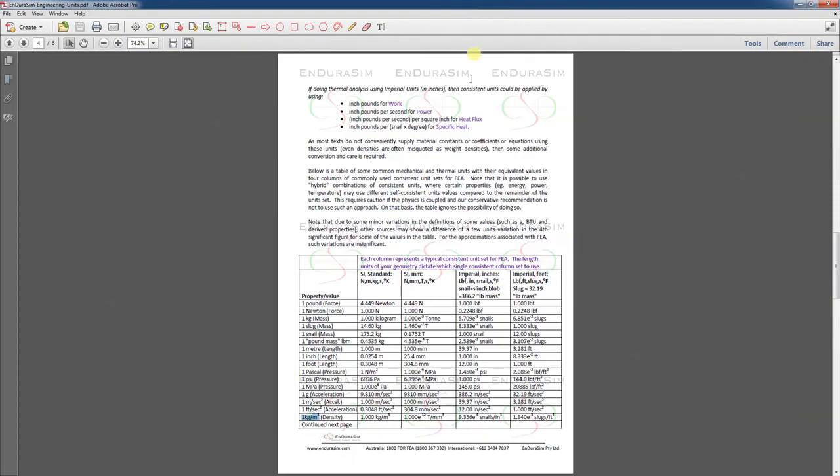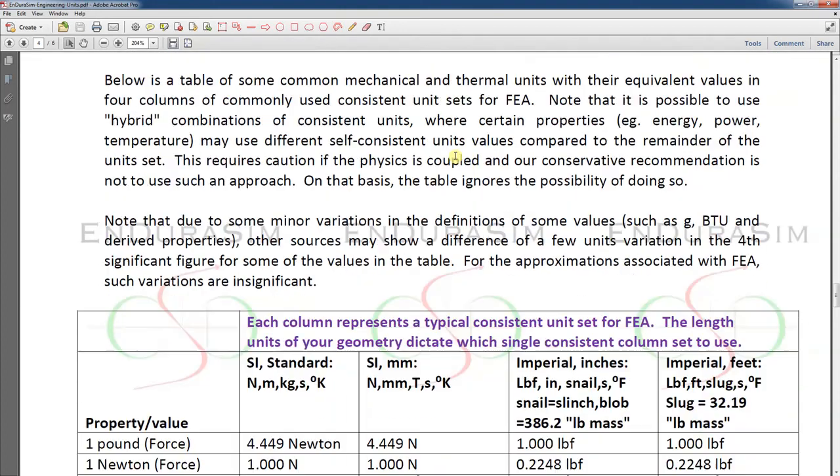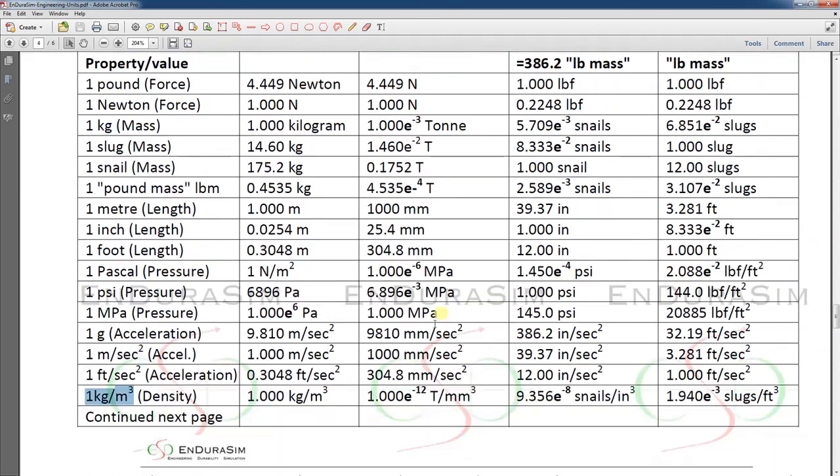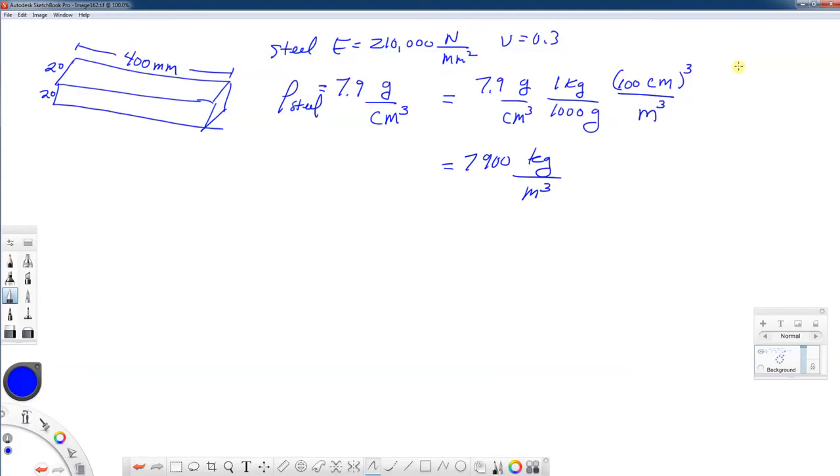Now in the Newton and millimeter system, that would be this column in our table. If we go down to the bottom for density, we need to express in tons per cubic millimeter to have consistent units with everything. And the conversion from 1 kilogram per cubic meter to tons per cubic millimeter is 1 times 10 to the minus 12.